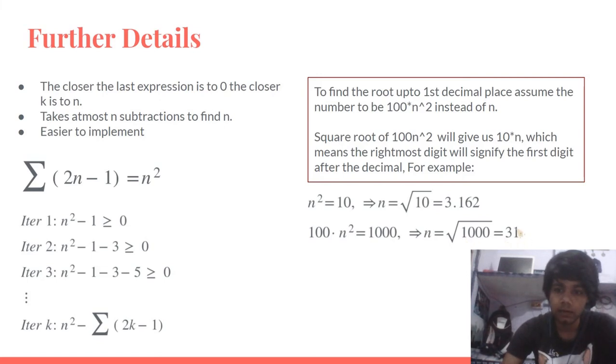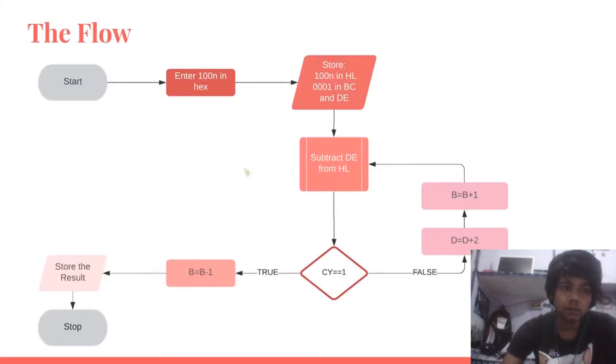So we know that the last digit signifies the value after the decimal, so we just assume that decimal to be 3.1. Now this is the flow of the program. First you enter the value 100 into n if you want the approximation to be correct up to the first decimal place. Then you store that in the HL pair, and you store 01 in BC and 01 in DE.